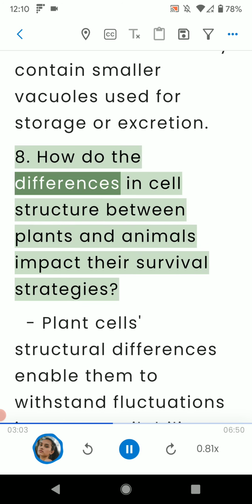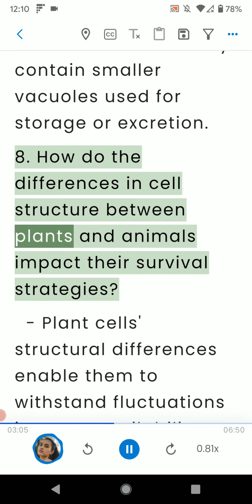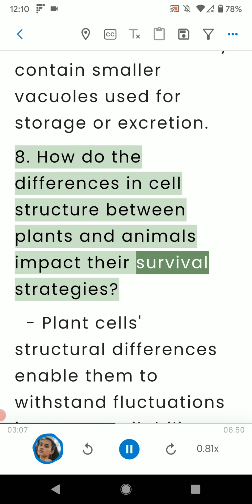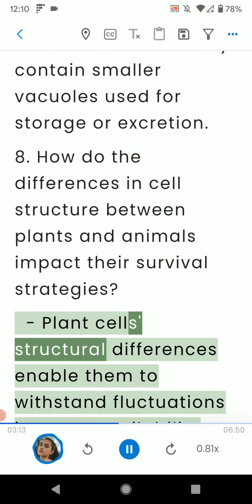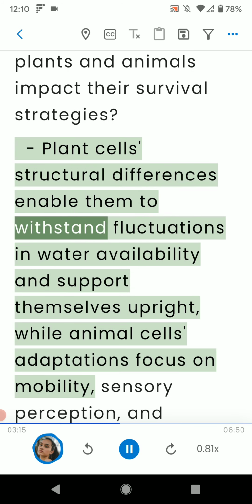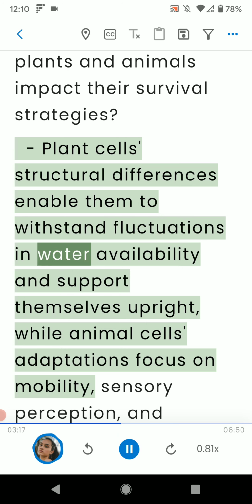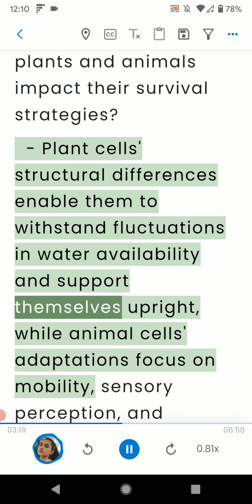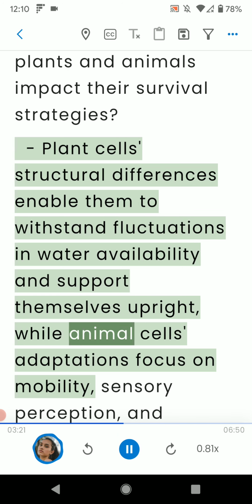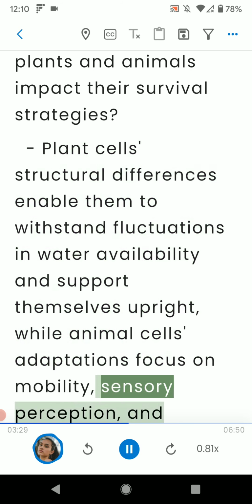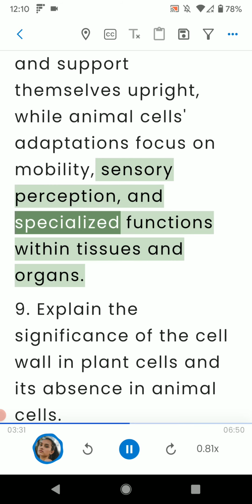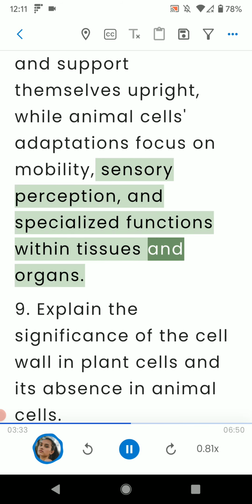8. How do the differences in cell structure between plants and animals impact their survival strategies? Plant cell structural differences enable them to withstand fluctuations in water availability and support themselves upright, while animal cells' adaptations focus on mobility, sensory perception, and specialized functions within tissues and organs.